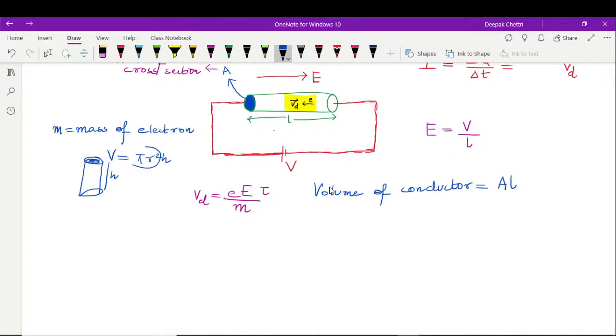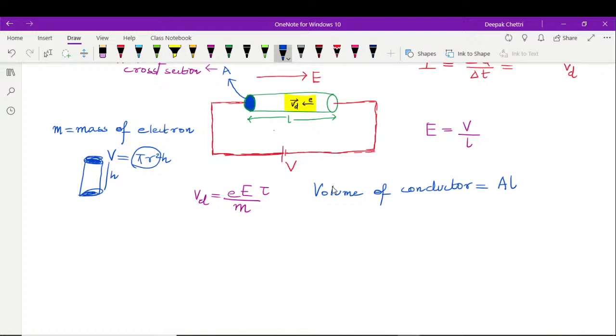Pi r square, what is pi r square? Pi r square is actually the area of this circle, or any circle on the above one or the below one, right? And you multiply that with the height, you will get the volume. So I'm doing the same thing here. I'm not expressing it in terms of pi r square, but A is the area of this circle, and if I multiply with the length, which is L, I'll get the volume of the conductor, right?